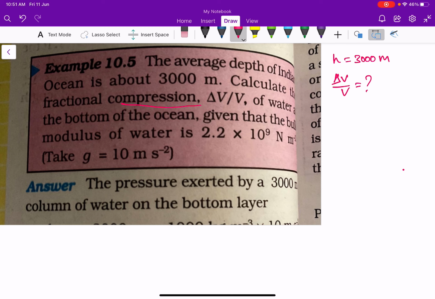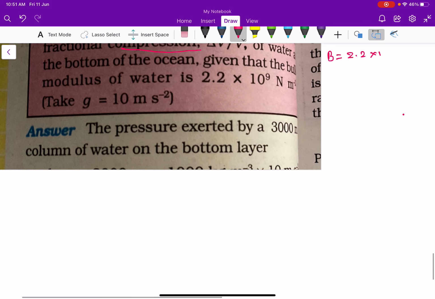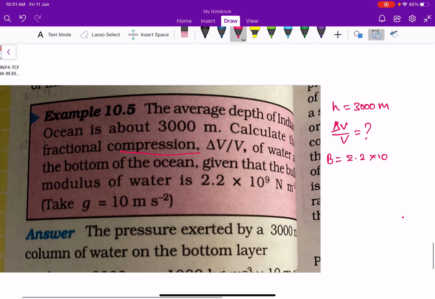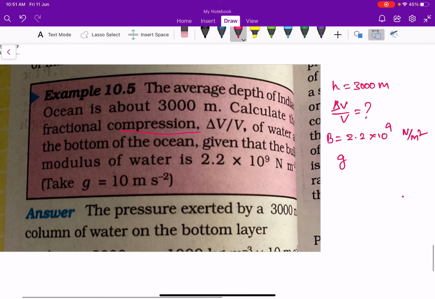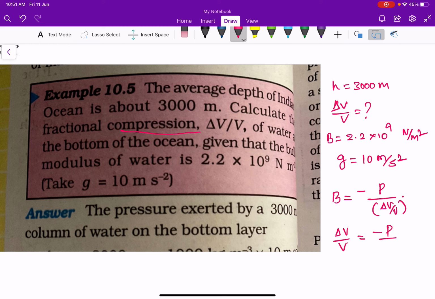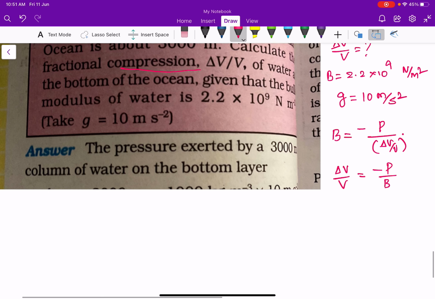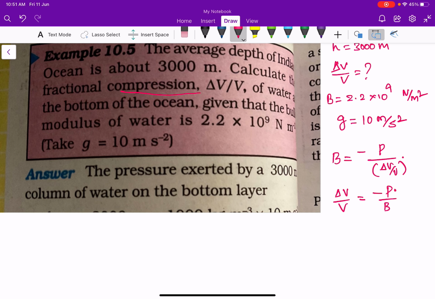Given that the bulk modulus of water, B, is equal to 2.2 into 10 to the power of 9 newton per meter square, and take g, acceleration due to gravity, equal to 10 meter per second square. The bulk modulus definition is minus P divided by delta V by V. So here delta V by V is equal to minus P divided by B. Here P value is nothing but pressure.